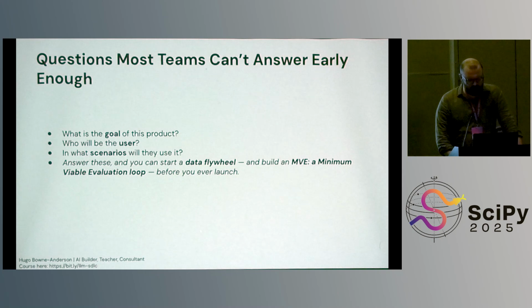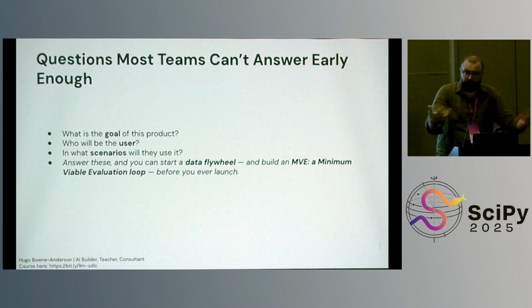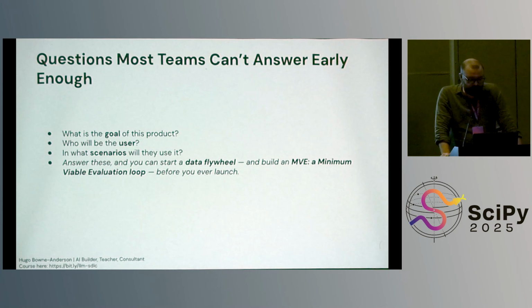And I usually go in and ask, what is the goal of the product? The most common response is, we want to serve all internal docs, all wikis, to everyone. And I say, who will be the user? And they'll say, everyone, internally or externally as well. And I say, in what scenarios will they use it? And people generally say any scenario where they want to find out something.